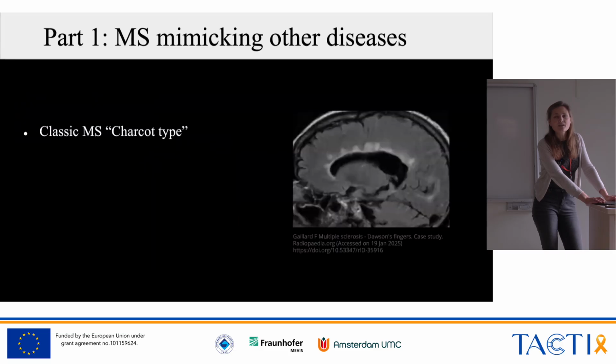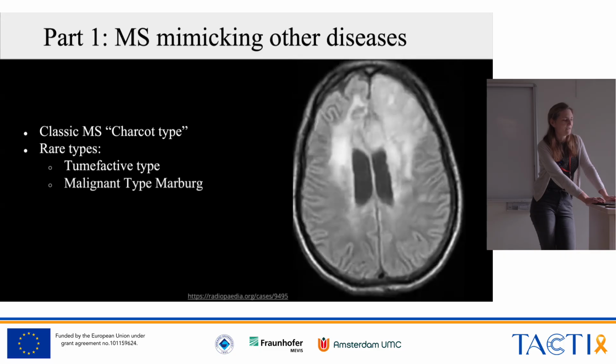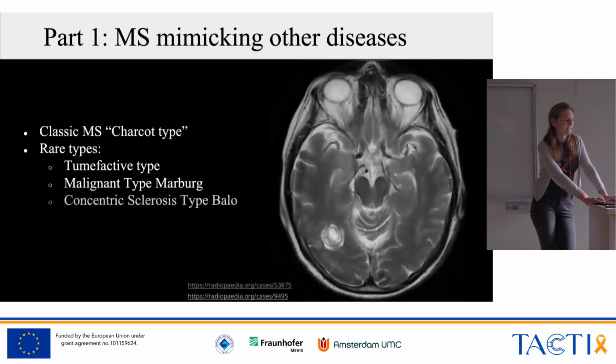So what you saw until now was this classic Charcot type with the Dawson's fingers and everything. You're now experts already. But there are also other forms of MS, like the tumefactive type that is like a tumor, or rare types like the malignant type Marburg. There's Balo's concentric sclerosis type below. Those are rare forms that are not classically presenting as MS, but are considered MS subtypes of a rarer type.